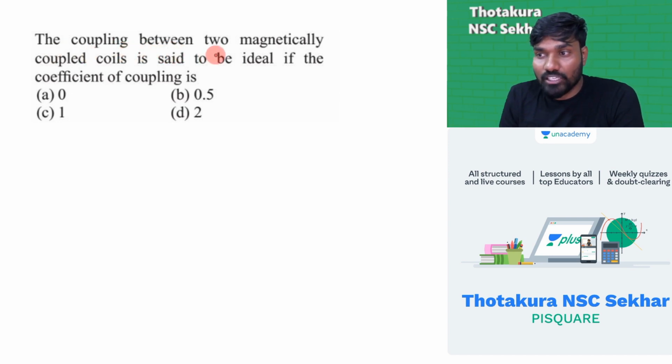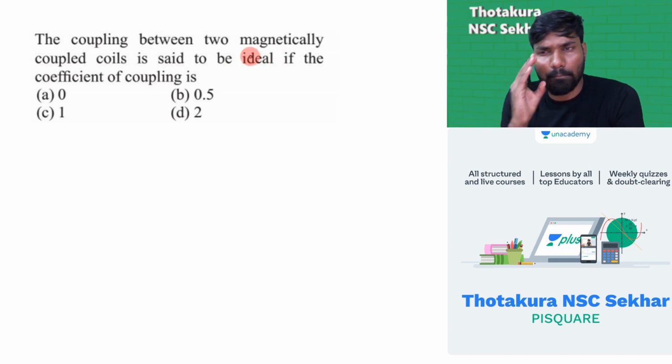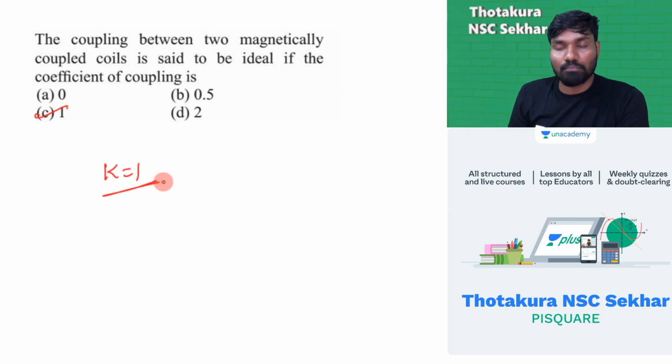The coupling between two magnetically coupled coils is said to be ideal coupling, or perfect coupling, if the coefficient of coupling K is equal to 1. If the K value is equal to 1, we'll say perfect coupling.